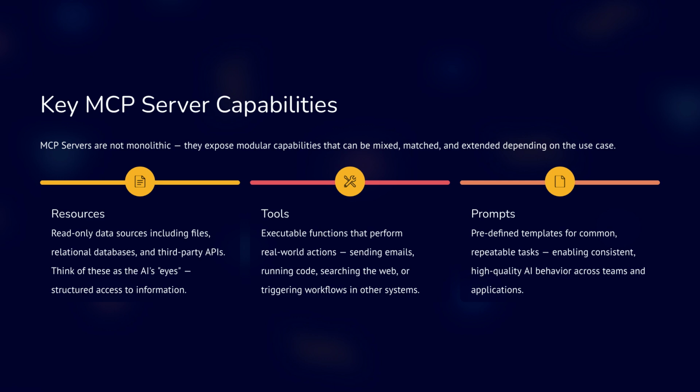Key MCP server capabilities include resources, tools, and prompts. Resources are read-only data sources like files and APIs. Tools are executable functions for real-world actions, like sending emails or running code. Prompts are predefined templates for repeatable tasks.